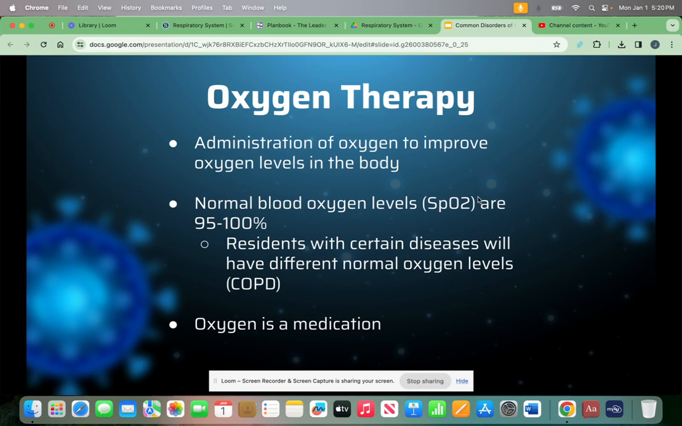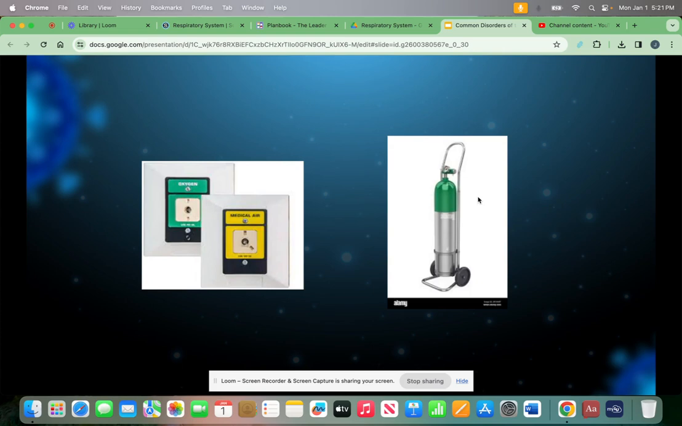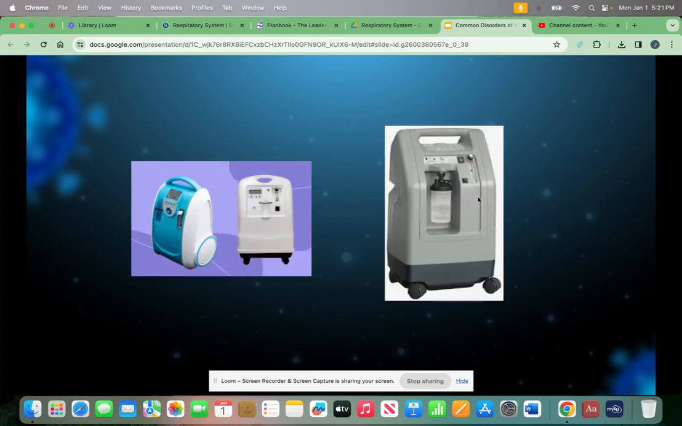Methods of oxygen delivery are compressed air or an air condenser. Compressed air is the green oxygen tank, or it's in a wall unit. An air condenser connects to an electrical outlet and pulls out air in the room. And there's some pictures on the next slide. So you can see the wall unit and then the green oxygen tank. So that's compressed air oxygen delivery. And here you can see air condensers, and this is what you would see in a patient's home.